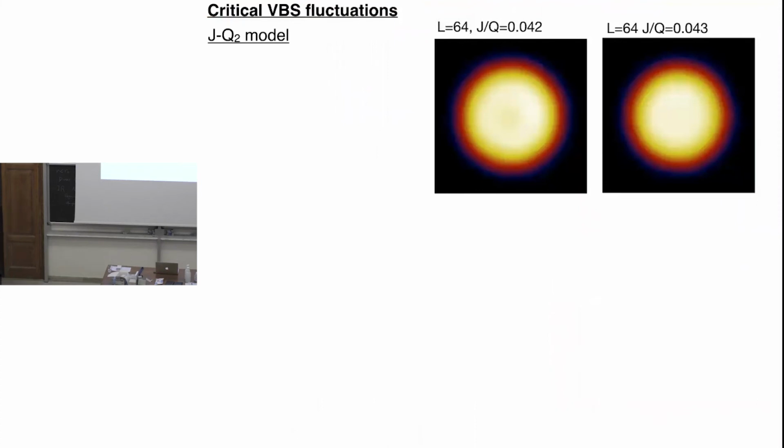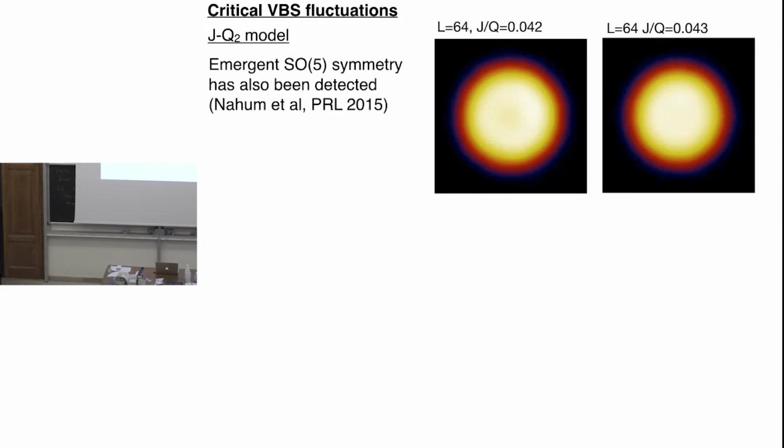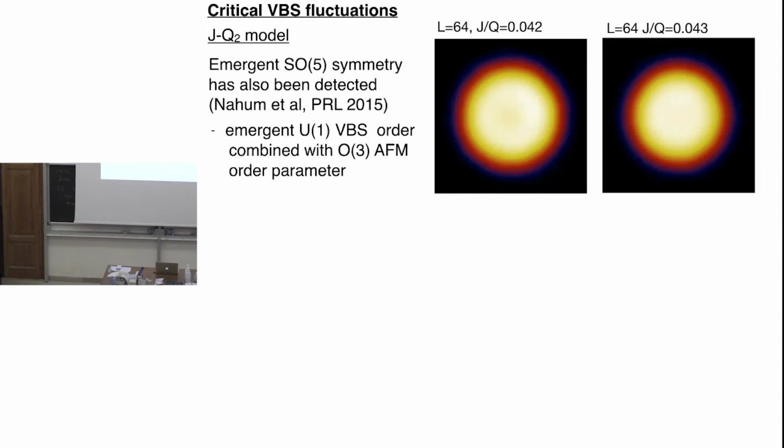And now I think this goes to Slava's point earlier today. If you look at the histogram at the critical point, we don't see any sign of coexistence. We only see a sort of rounded circular symmetric shape. These are both close to the critical point. And as Chong has mentioned, using similar methods, one can also, as was done by Nahum et al., find actually SO5 symmetry by looking at both VBS and AFM order components, a joint distribution of those.